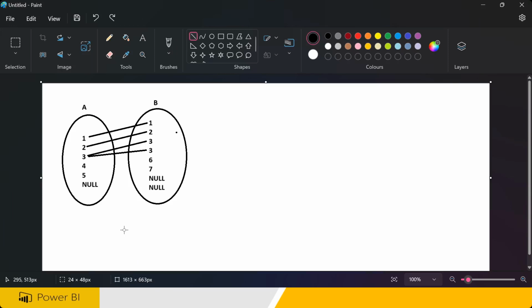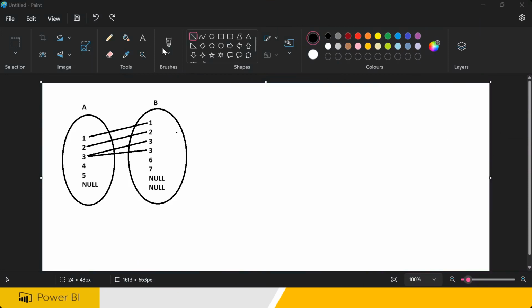Zero is not the null. Zero is the value. Null means a blank data, unknown data. Remember this: blank data, unknown data is called null data. Null is not a no, null is not a zero. Remember this.